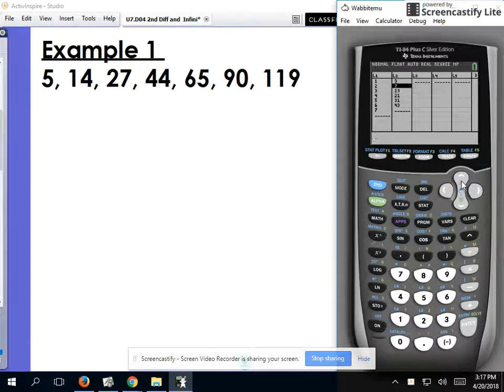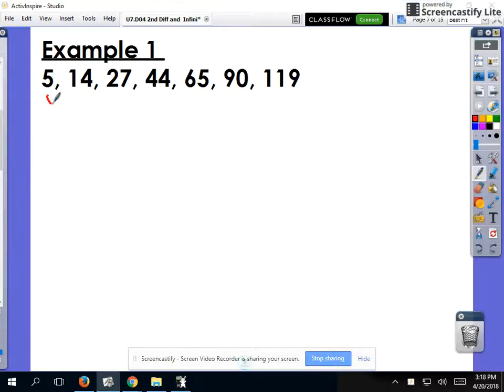And then we're going to put in the values. We got 5, we got 14, we got 27, 44, 65, 90, and 119. Now, I'm cheating a little bit. I should be doing this. To get from 5 to 14, you got 9. To get from 14 to 27, what is that? That's 13. Is that right?